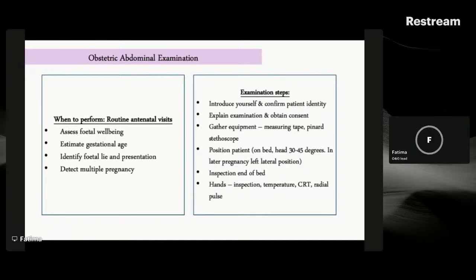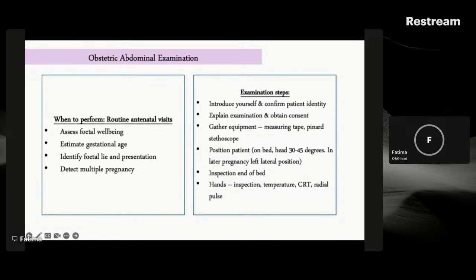If there's any poor peripheral perfusion, then you're thinking of hypovolemic shock. Or if there's cyanosis, that might suggest hypoxemia. You're looking then at any edema. Firstly, it might be a normal finding in late pregnancy, but if it's widespread, then it can suggest preeclampsia. Palmar erythema is normal in pregnancy as well. And if there's any itching rash, then it might suggest obstetric cholestasis.